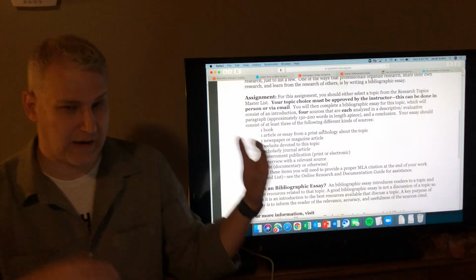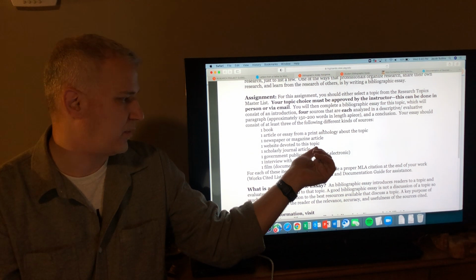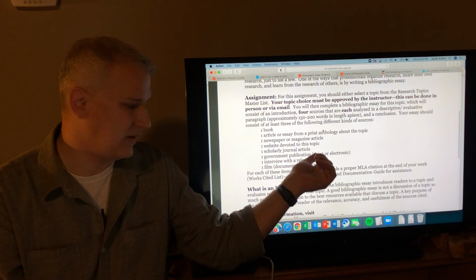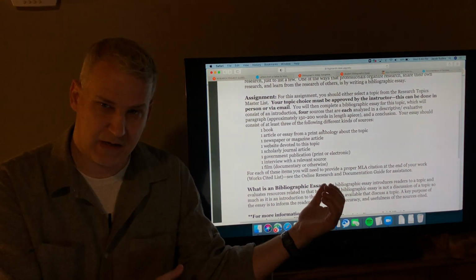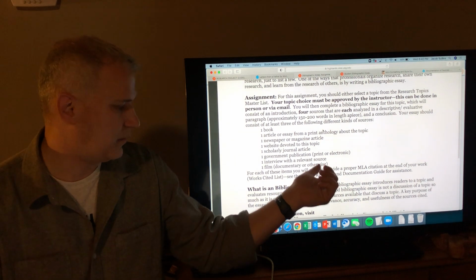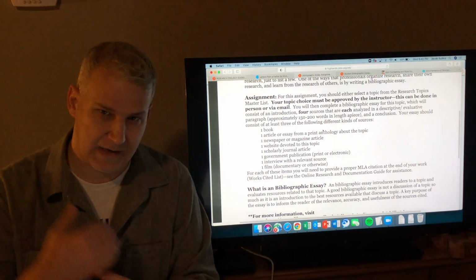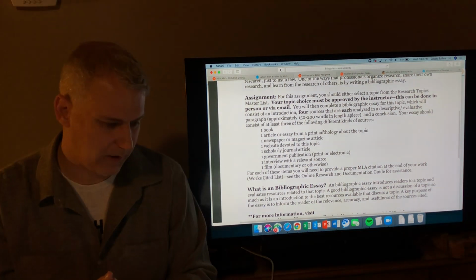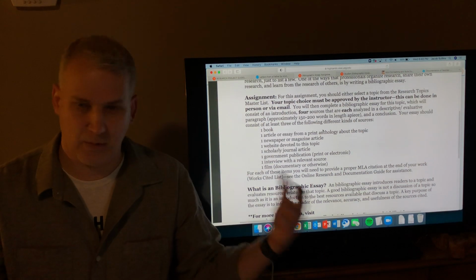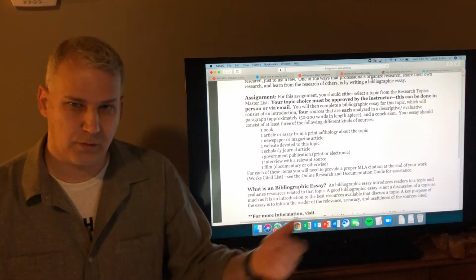So the kinds you have to choose from are a book, an article or essay from a print anthology, a newspaper or magazine article, a website devoted to this topic, like that person used the ANAD website, a whole website about the topic, a scholarly journal article, like a peer-reviewed scholarly journal. It's pretty easy to find if you look in Galileo through the college's library website. Then a government publication, some kind of relevant government publication about something, or an interview with a relevant source.